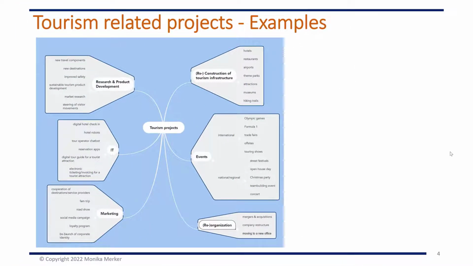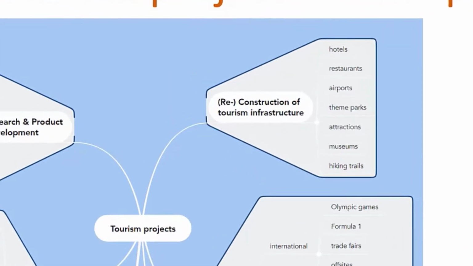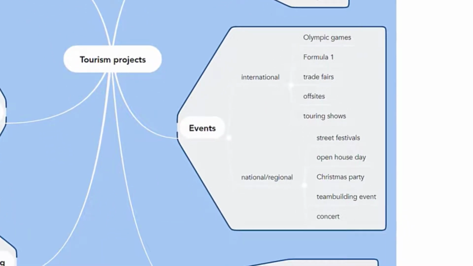Let's now have a look at some examples of tourism-related projects. First of all, we need infrastructure. So the construction or reconstruction of tourism infrastructure like hotels, restaurants, airports, theme parks, attractions, museums, hiking trails, and so on. Then there are events, international events like the Olympic Games, Formula One, trade fairs, offsites, touring shows. But also regional or national events like street festivals, open house days, Christmas parties, team building events, concerts.